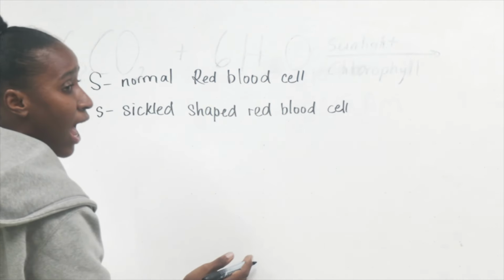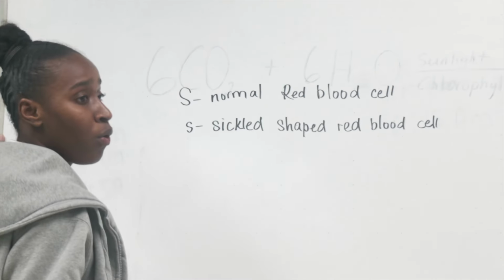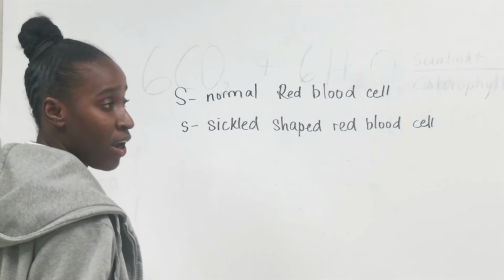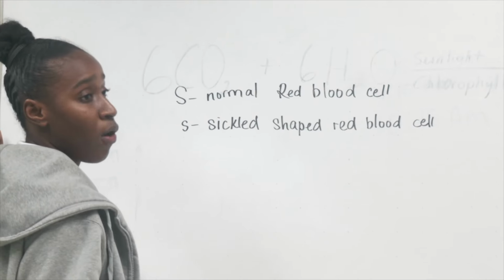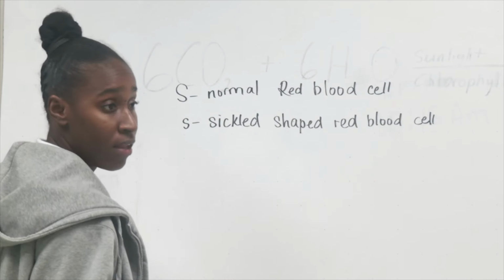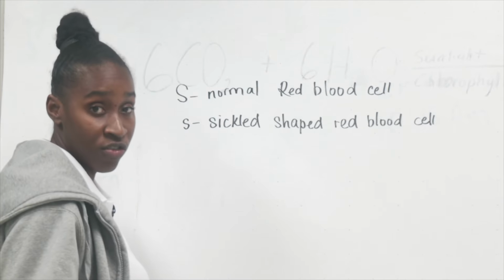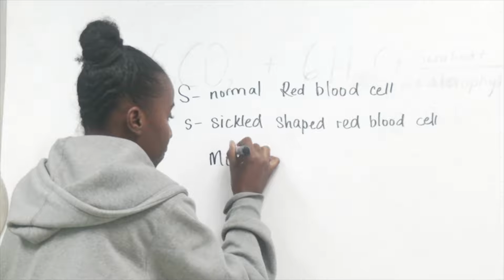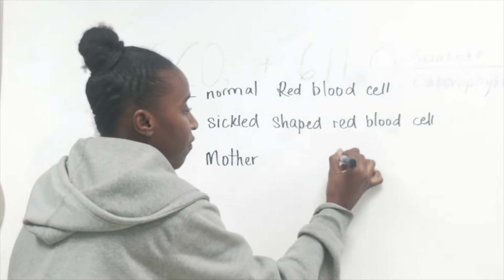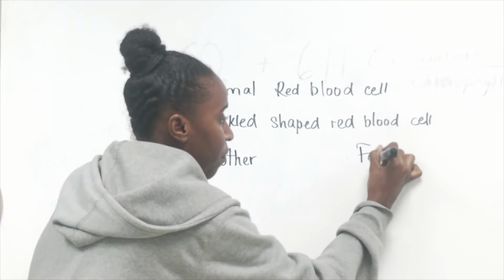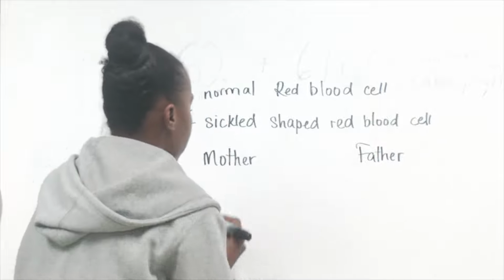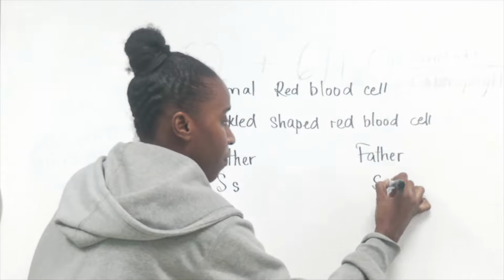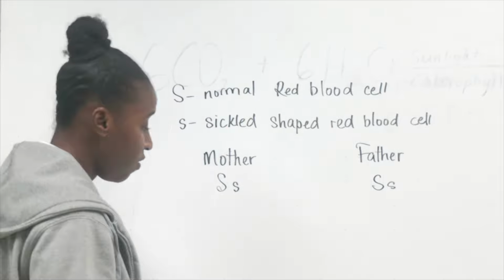So since the question asks how it is that the mother and the father do not have the disorder, but they are able to have a child with the disorder, this is indicating to us that the parents would be carriers of the gene. So we would write the mother's genotype and the father's genotype. And then we'll now draw our Punnett square.